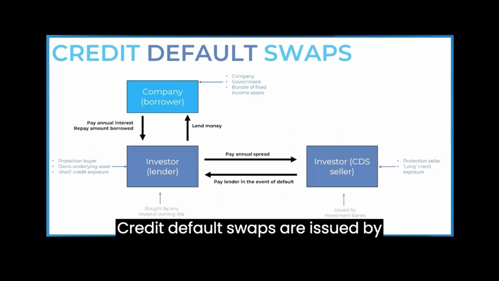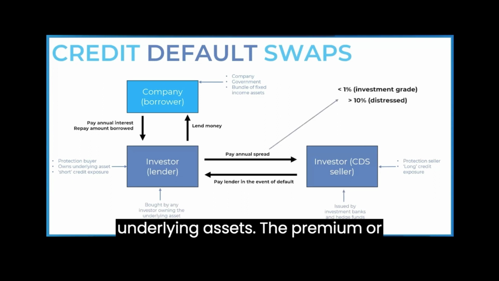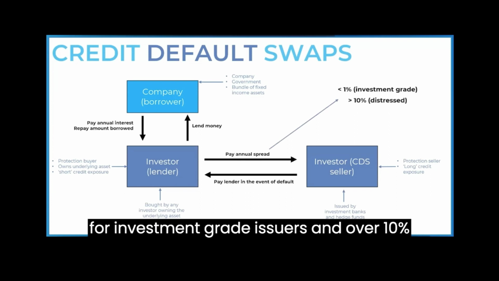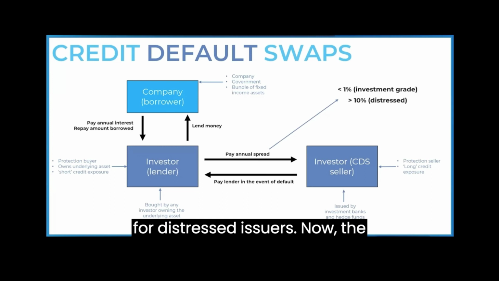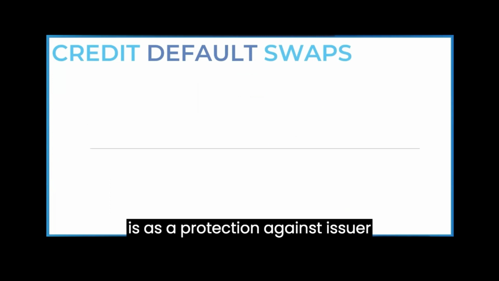Credit default swaps are issued by investment banks and hedge funds and are bought by any investor owning the underlying asset. The premium or spread for a CDS tends to be less than 1% for investment-grade issuers and over 10% for distressed issuers. Now, the most obvious use of a credit default swap is as a protection against issuer default.